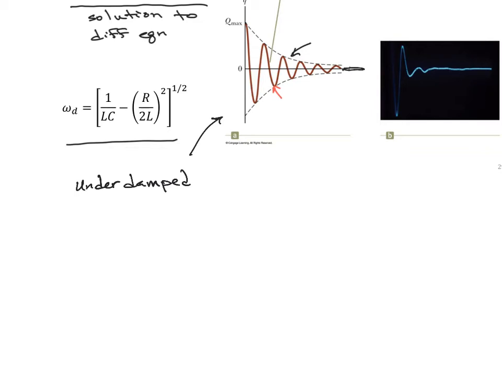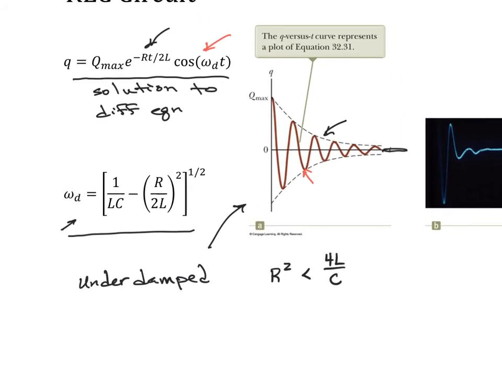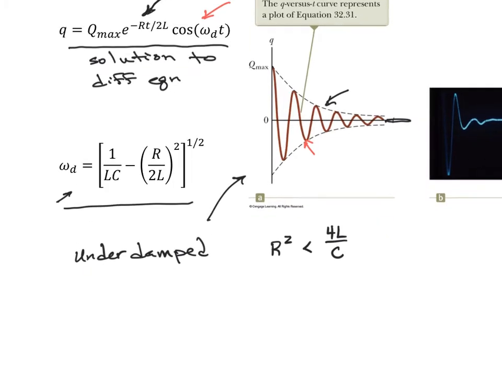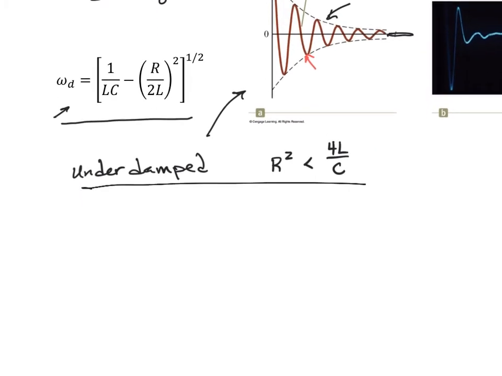So underdamped oscillators for this situation are going to have a relationship where R squared, our resistance squared, is going to be less than 4L over C, right? So that is relating to what this looks like as far as our frequency of oscillation, or angular frequency, and it's also related to this exponential, right? So that's our underdamped case.